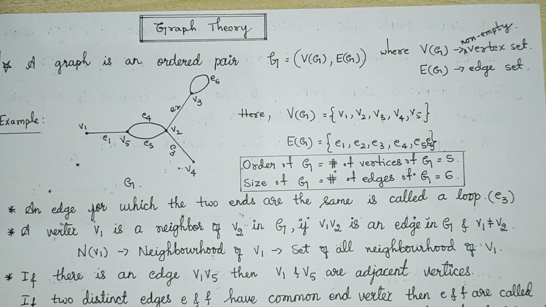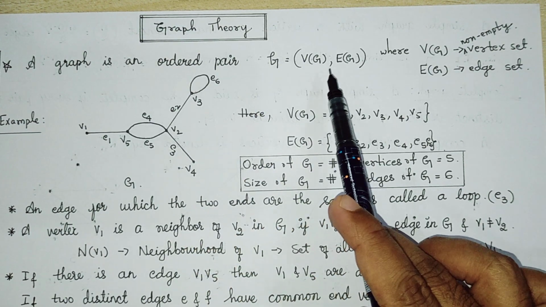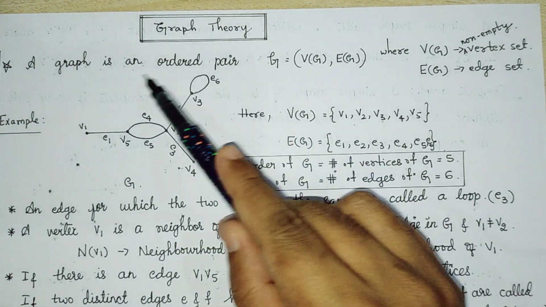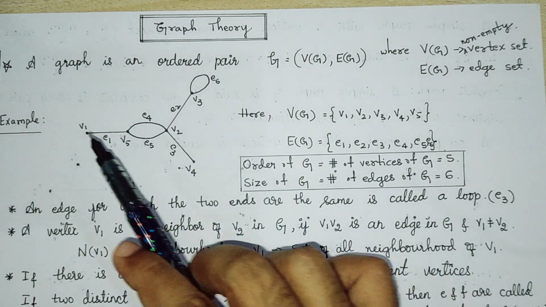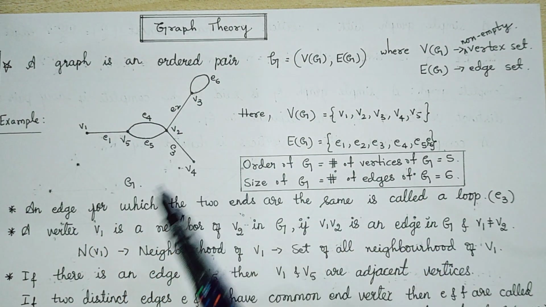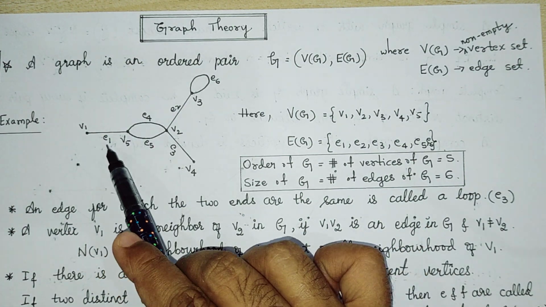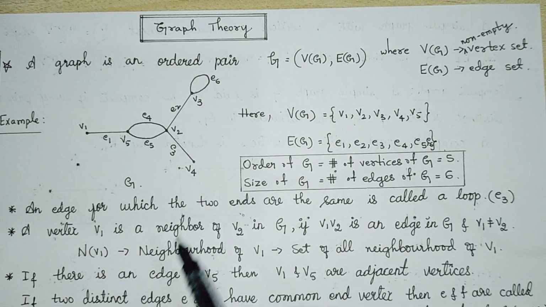So let us discuss graph theory. So let us define a graph. A graph is an ordered pair of a vertex set and an edge set, right? Look at this example here. Look at the vertices v1, v2, v3, v4 and v5. So these are the vertices, and look at the edges e1, e2, e3, e4, e5 and e6.